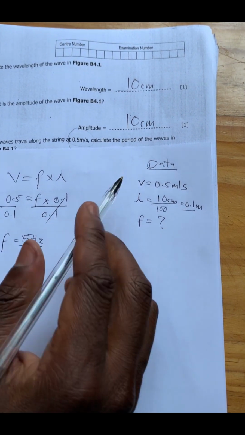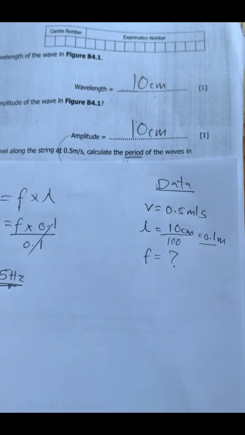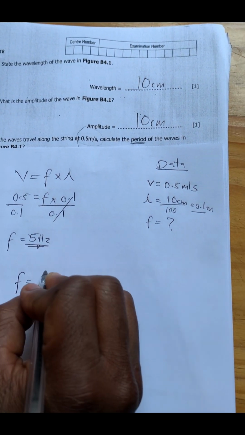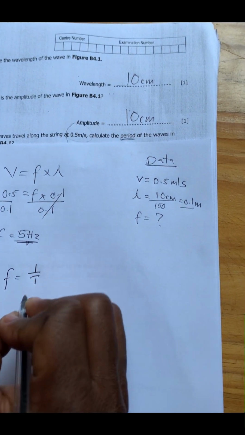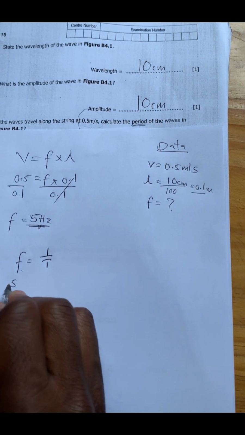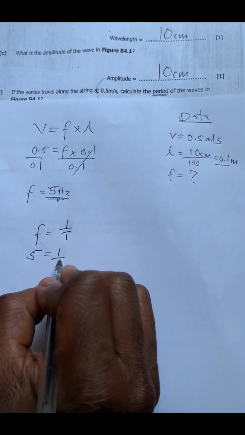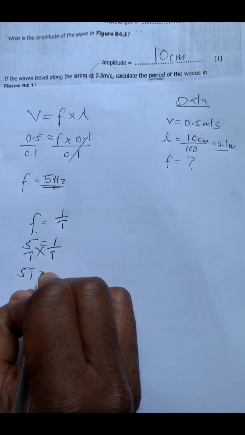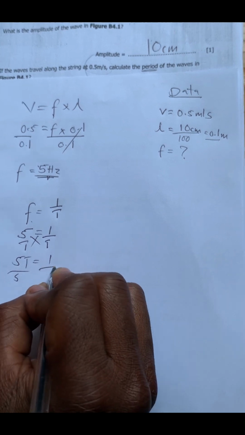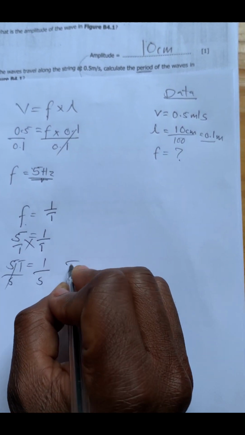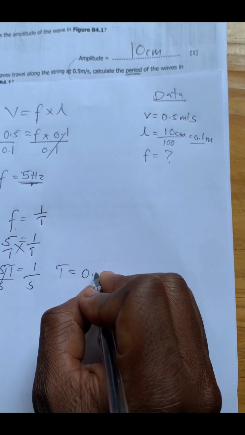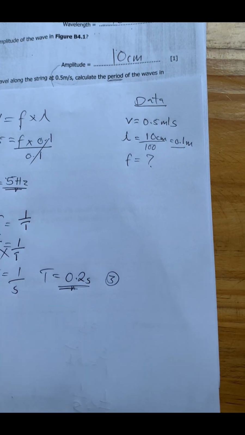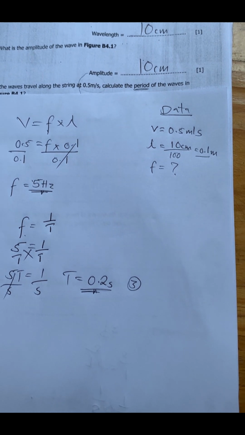But the question is asking us to find the period. Therefore, for the period of the wave, we're going to say frequency is equal to 1 over the period of the wave. What was the frequency? 5. 1. And we want to find the period. So you cross multiply here. 5T is equal to 1, over 5, over 5. Therefore, the period is 0.2 seconds. So 3 marks. This is what you are supposed to do. And this is the question.